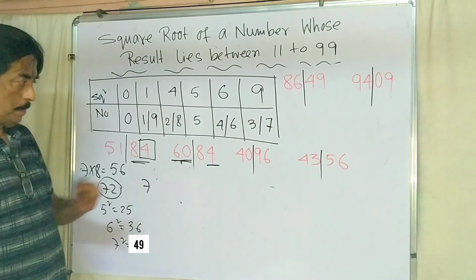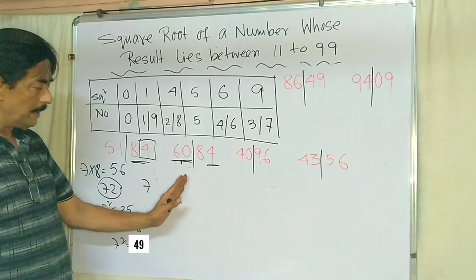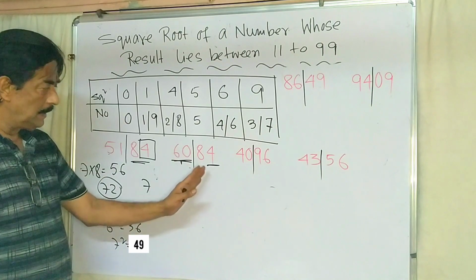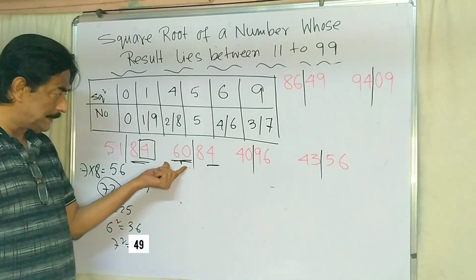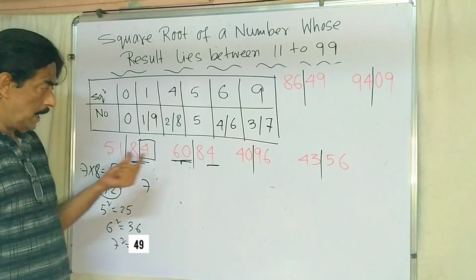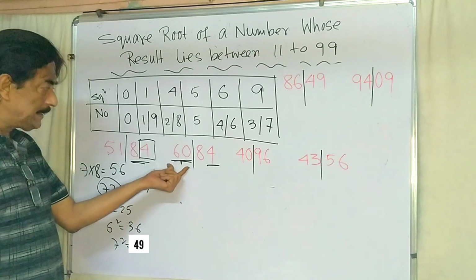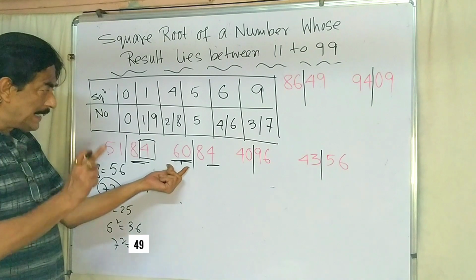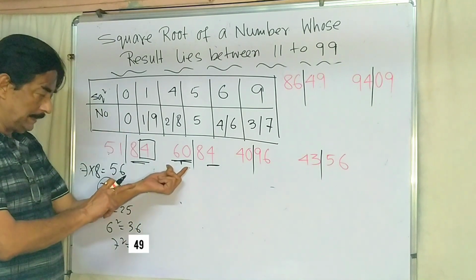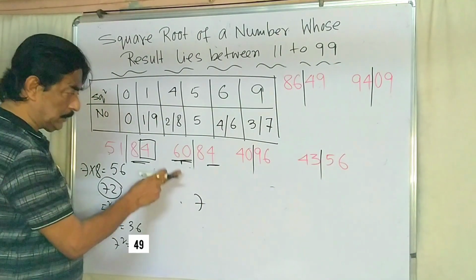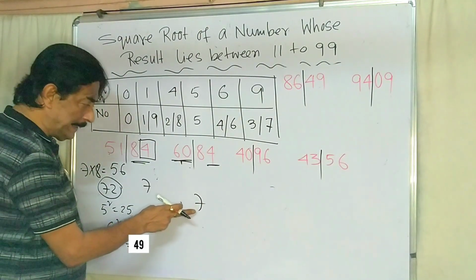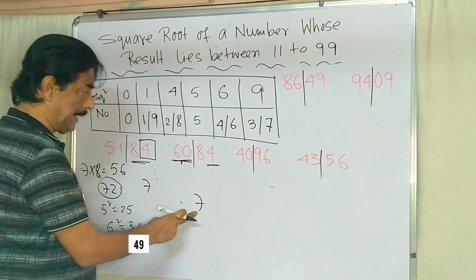Now consider case 2. Same rule, step 1. We divide into 2 parts, leaving 2 places from the right side. Your left hand part is 60, right hand part is 84. Now consider 60. Which number's square is nearest to 60 but less than 60? That is 7. 7 square is 49, 8 square 64 is more. So now this is 7 square, 49.